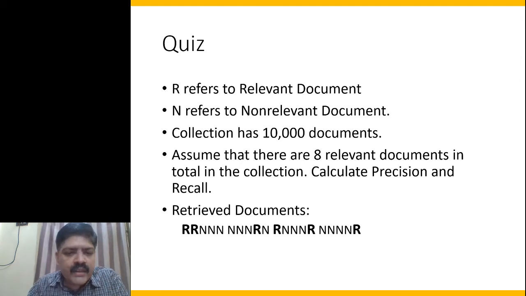Now, can you calculate the precision and recall if the retrieved documents were like this? In this notation, what this means is the first document that I retrieved was relevant, the second document I retrieved was relevant, the third document I retrieved was not relevant, and so on. So I have 20 results. Out of the 20 retrieved documents, I have 1, 2, 3, 4, 5, 6 relevant documents, and the remaining 14 are non-relevant documents.